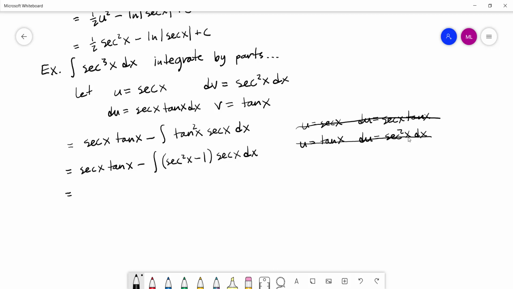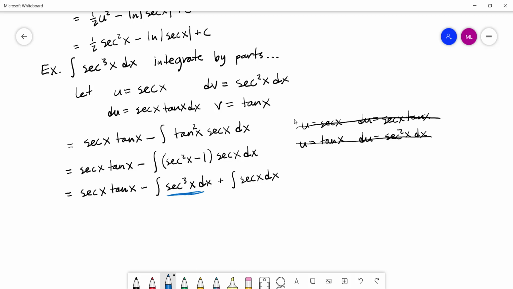And that will give us the following. Secant x, tangent x, I'm just copying this part. I'm going to distribute through, and we will get the integral of secant cubed of x dx. That's this part times this part with a negative sign. For the second part, the negative sign will distribute through and cancel, and I will just have negative times a negative becomes positive, and it's just 1 times secant of x. So plus the integral of secant of x dx.